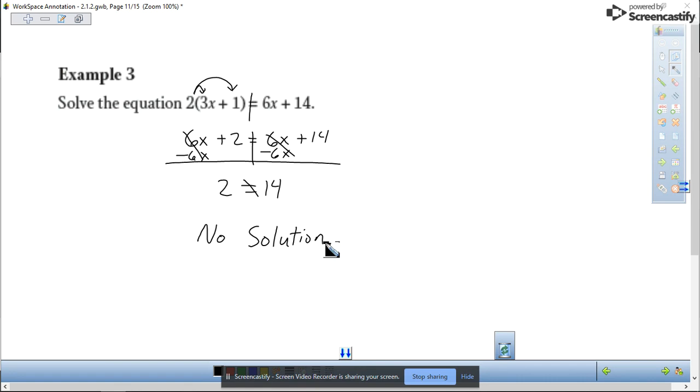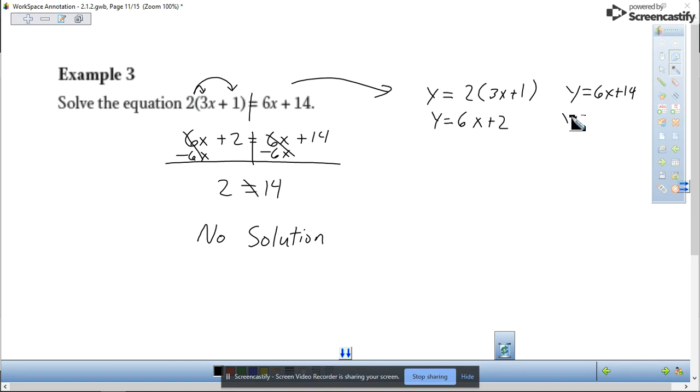As a matter of fact, if we separated this out, I'm going to do this just to kind of give you an idea here. If we were to do y equals 2 times 3x plus 1, and then y equals 6x plus 14, if we separated that out into two separate equations, and then I simplified this first one, y equals 6x plus 2, and then I compare the two, what you should know is that they have what? That right there, the 6. That's y equals mx plus b, and m is your slope. So for both of these, they have the same slope m.